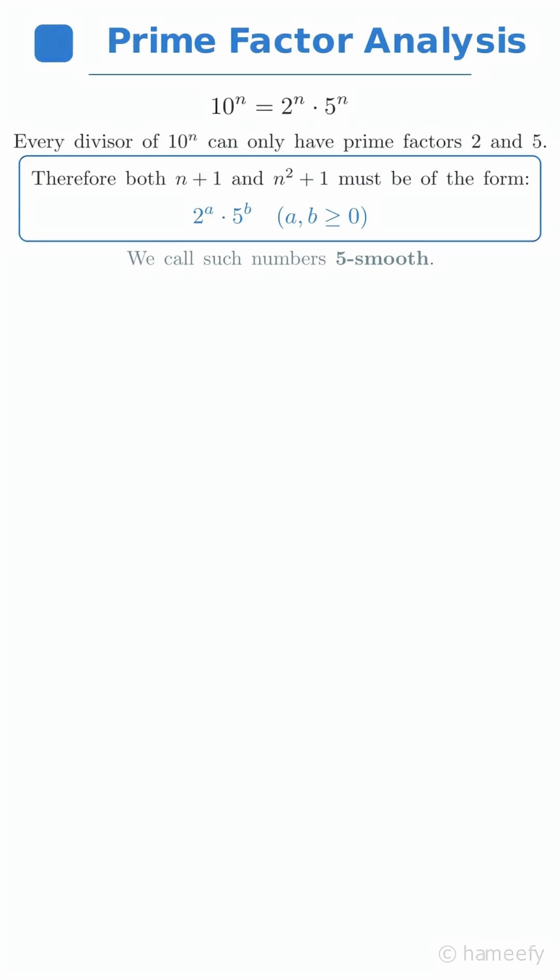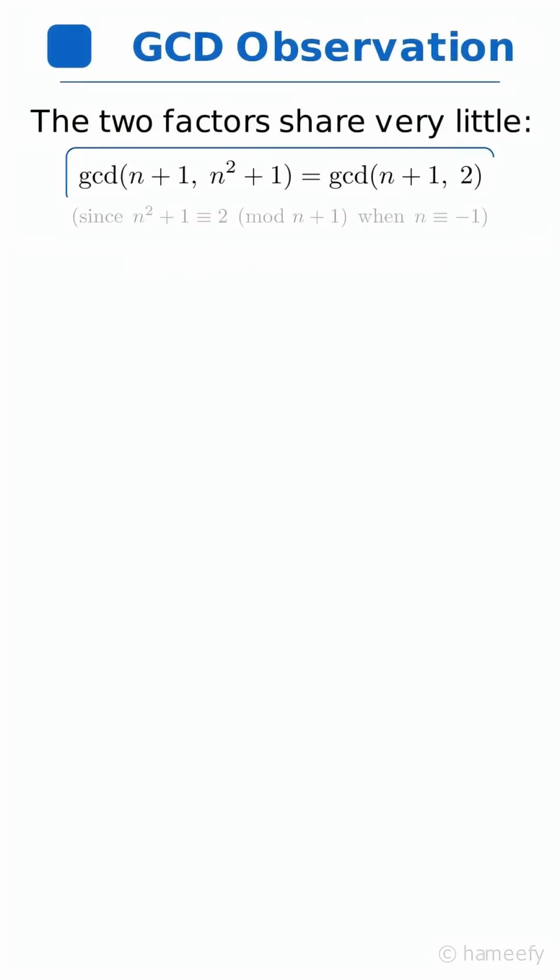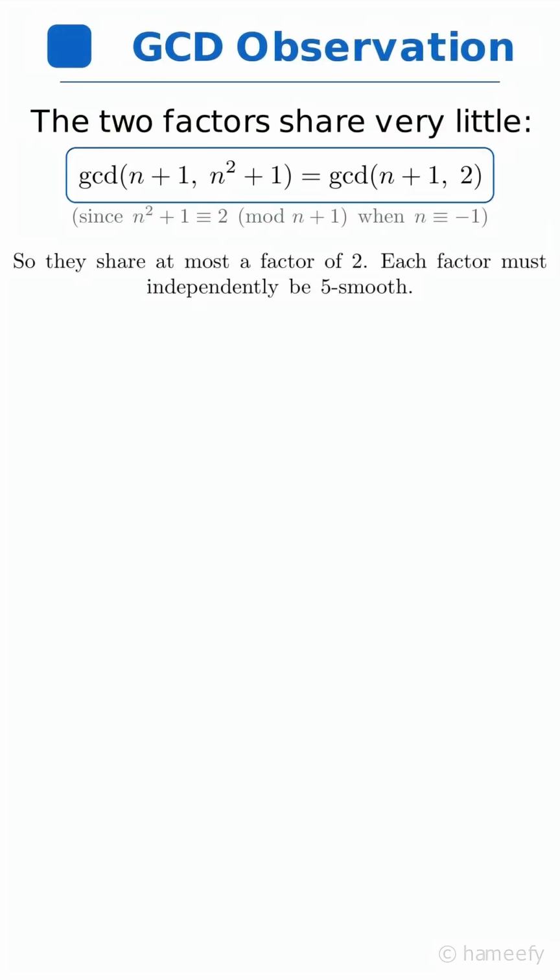We also note that the greatest common divisor of n plus 1 and n squared plus 1 equals the greatest common divisor of n plus 1 and 2. So the two factors share at most a factor of 2, and each must independently be 5 smooth. This means we can analyze n plus 1 and n squared plus 1 separately.